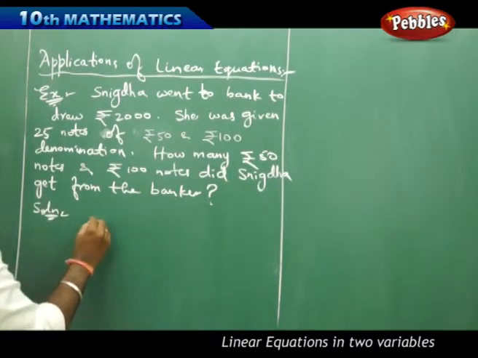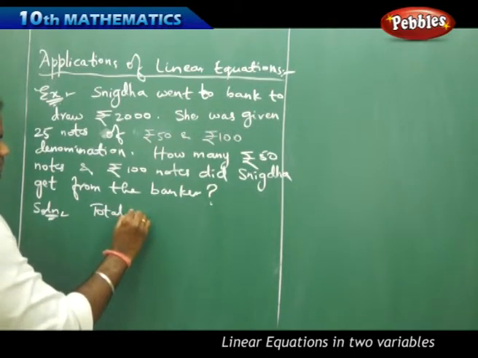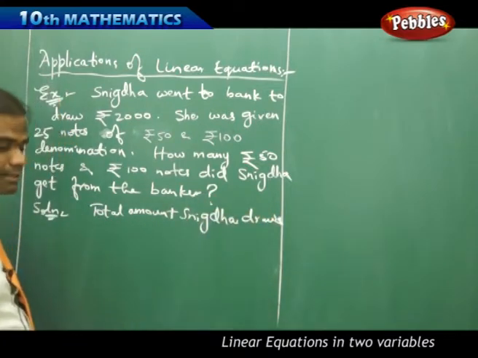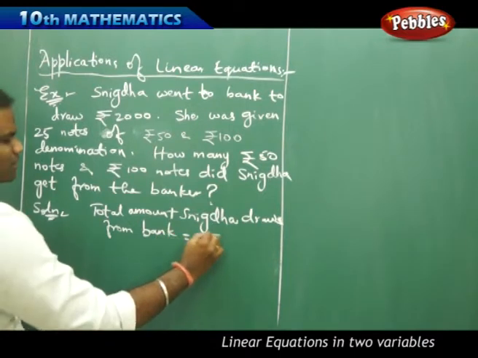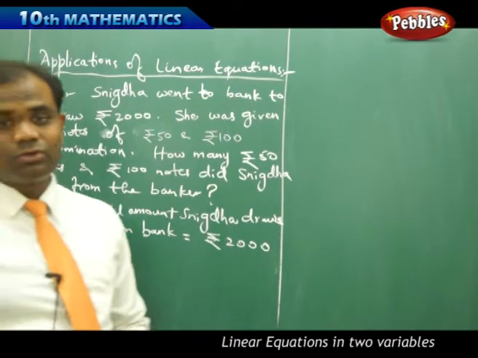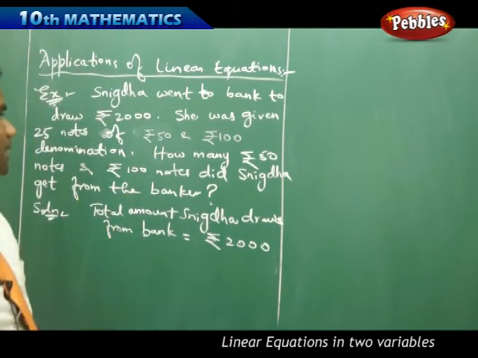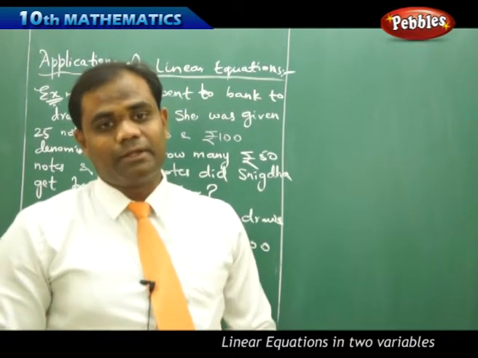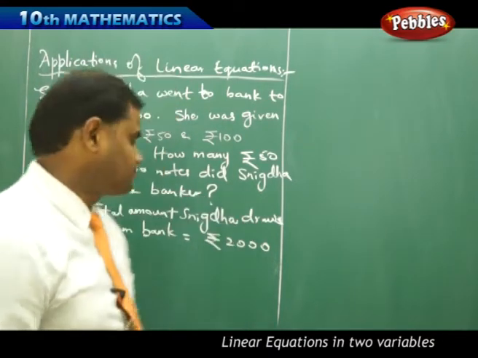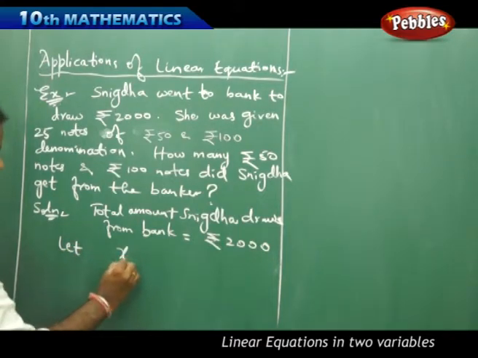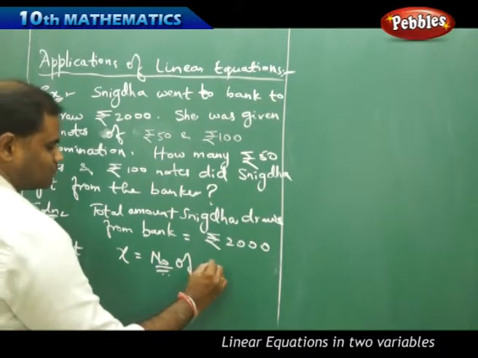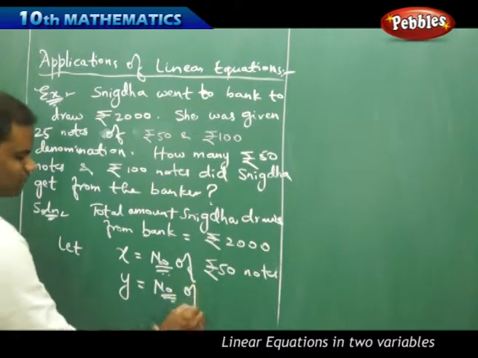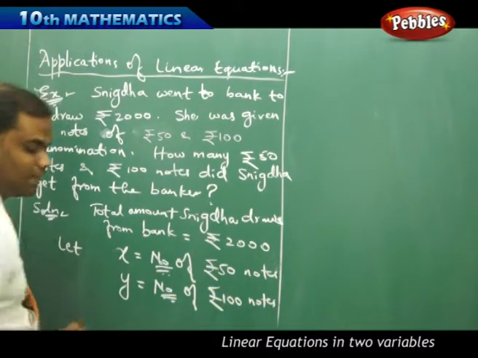So initially, I see that the total amount Snigdha draws from the bank is clearly given to be rupees 2000. But we don't know how many 50 rupee notes or how many 100 rupee notes she is getting. So because we don't know the exact number of 50 and 100 rupee notes given by the banker, I assume them as X and Y, the unknowns. So here, let X equal the number of rupees 50 notes as given by the banker, and let Y be the number of rupees 100 denomination notes as given by the banker.